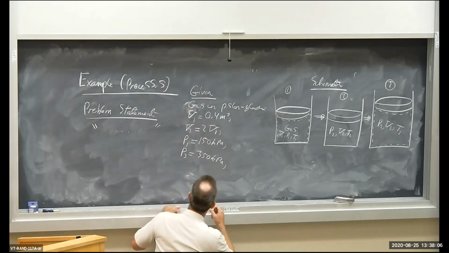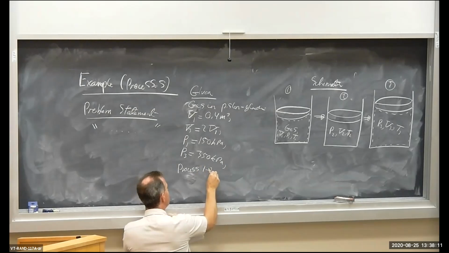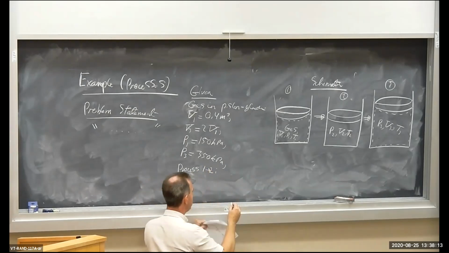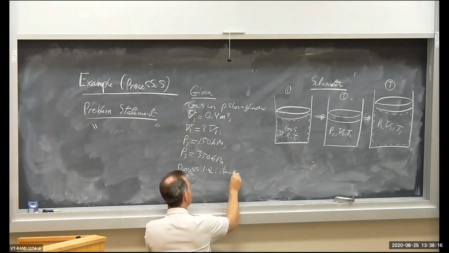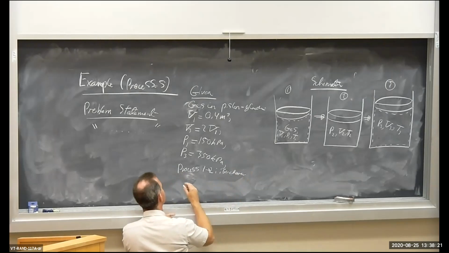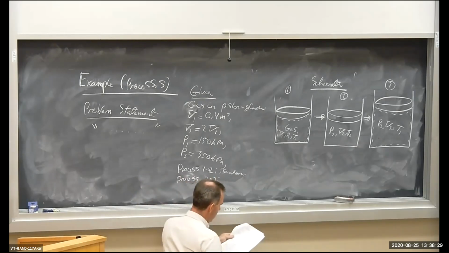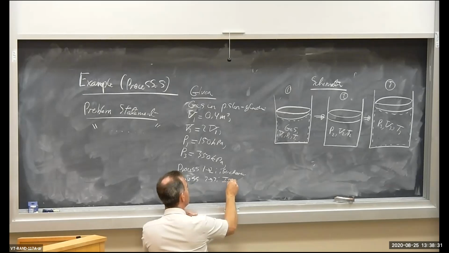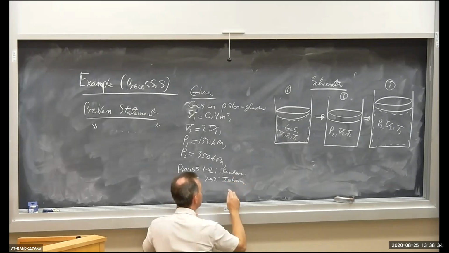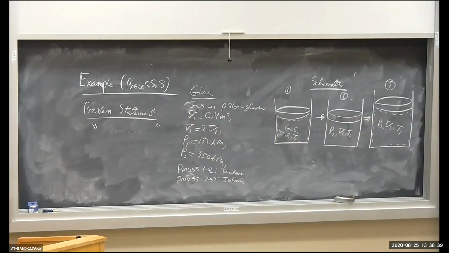Okay, what are the processes? Process 1 to 2 is isochoric. You can kind of see that the piston isn't moving. And then we have process 2 to 3. That is going to be isobaric. Process 1 to 2 is isochoric. Process 2 to 3 is isobaric.